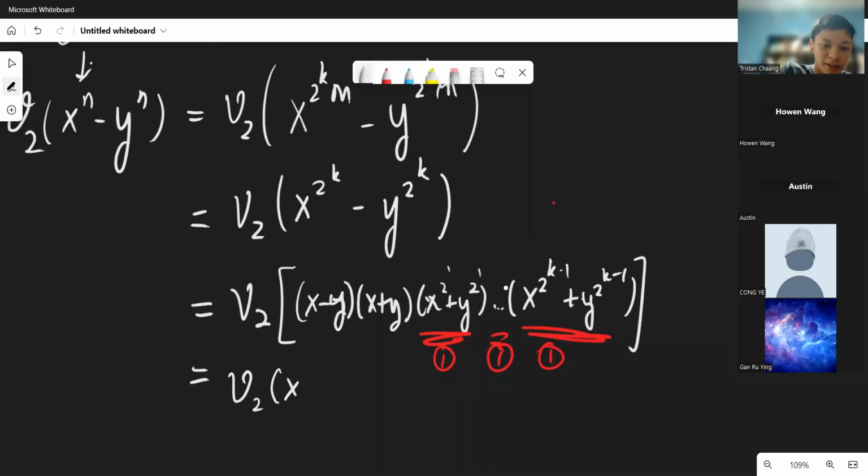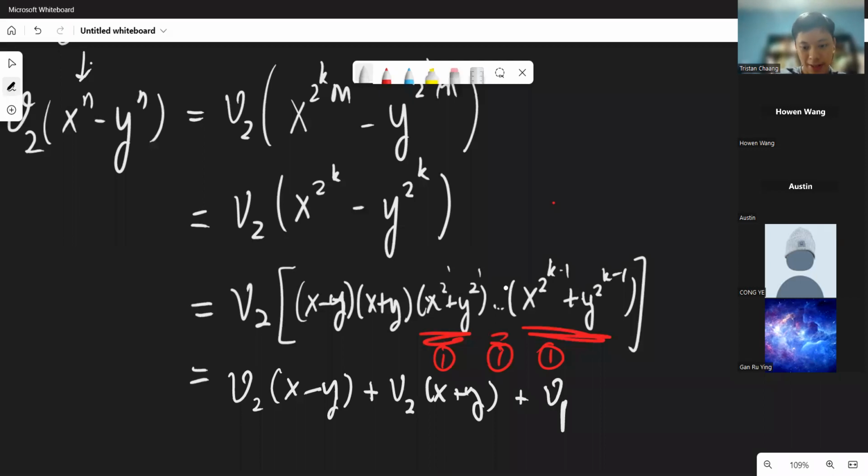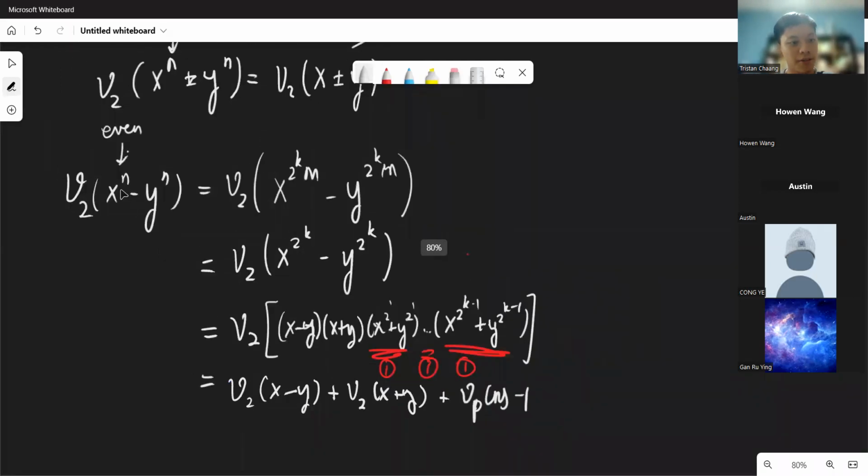X minus y, and then plus v2 of x plus y, plus k minus 1. But what is k? K is just the vp of n, right? Vp of n minus 1. So this is kind of the full form for p equals 2. But you also have to make sure that n is even.